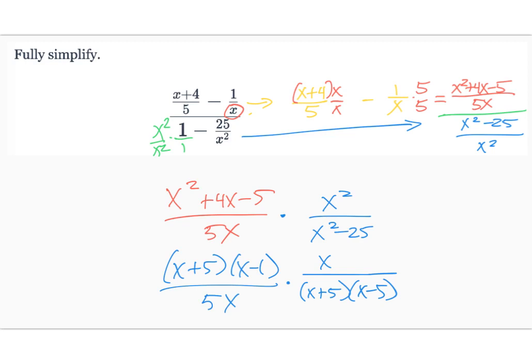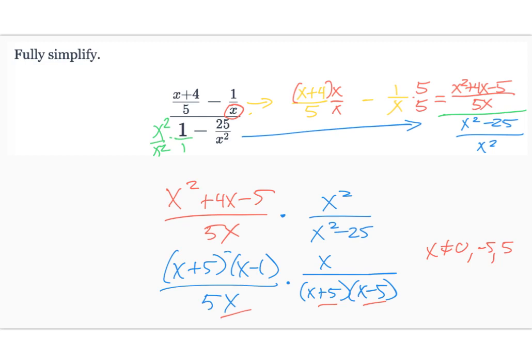I've got to check for excluded values. From my final form, x cannot equal 0, negative 5, or 5. And looking back, there's nothing else that shows up on a denominator that we didn't cover.